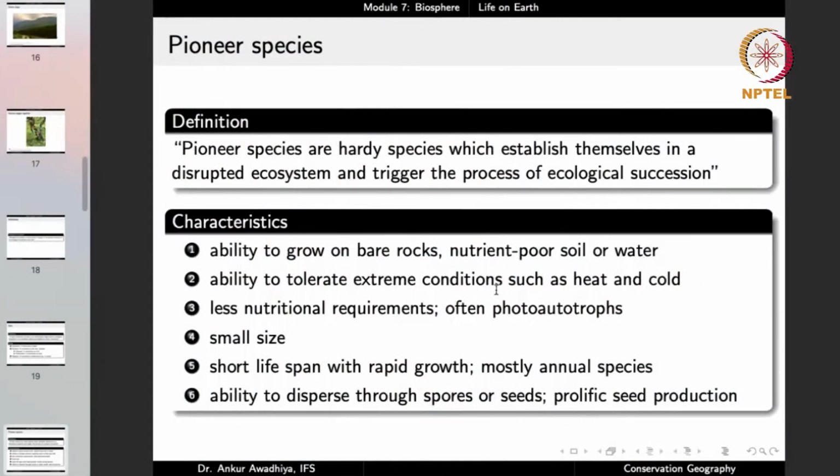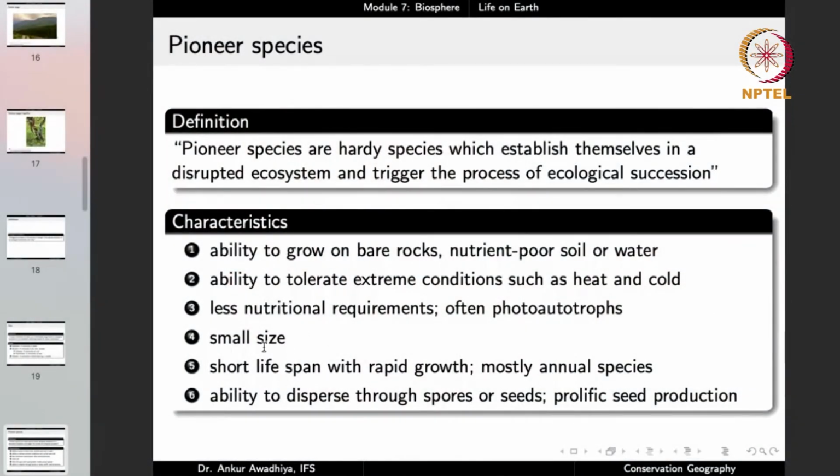And typically these are photoautotrophs. Photo is light, auto is self, troph is nutrition. So these are organisms that are able to get their nutrition by themselves, meaning that they are able to make their own food using light. So in this case, we are talking about green plants that are able to perform the process of photosynthesis. So when we talk about the pioneer species, they are typically green in color and they are plant species.